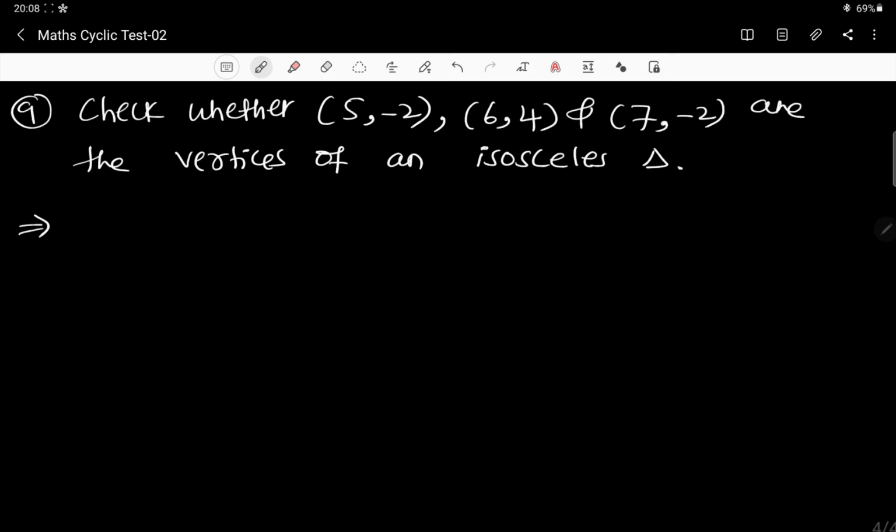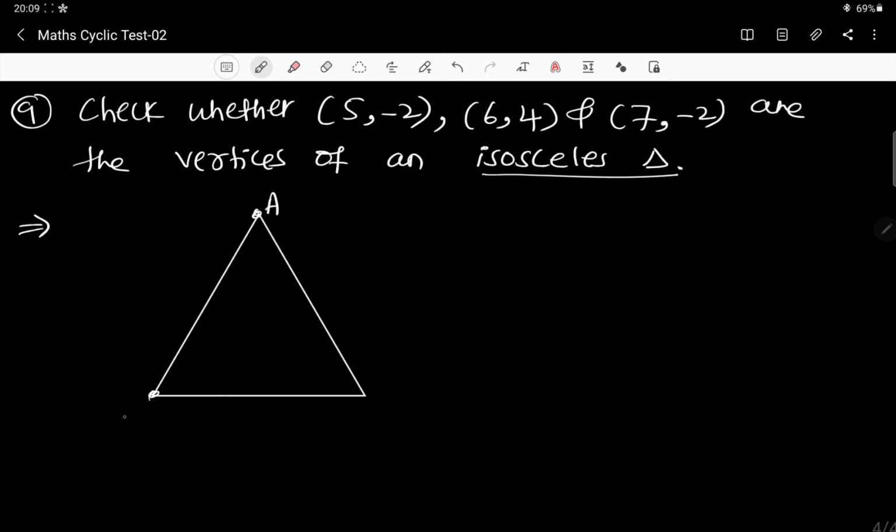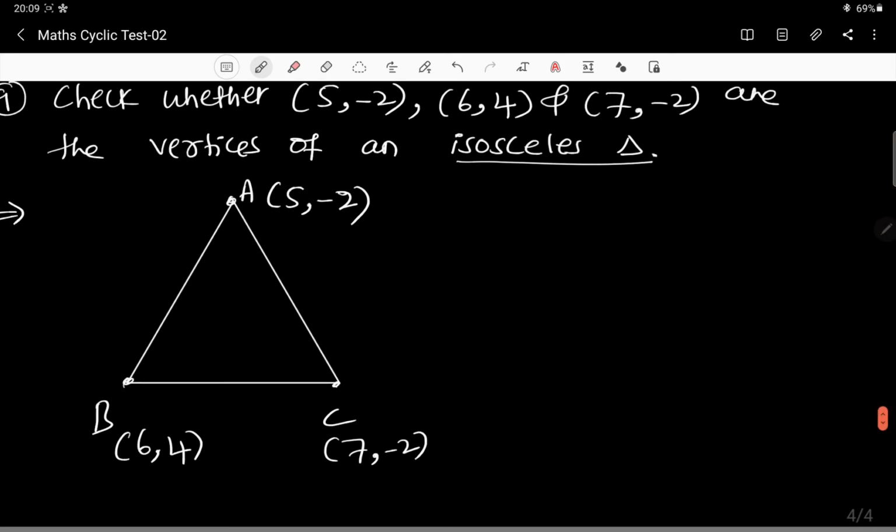Now look at this. Isosceles triangle means you know, right? So what is an isosceles triangle? Two sides should be equal. First of all, let me draw this triangle. Let me take one triangle here. Once I have taken this triangle, let me name this point as A, this as B, and this as C, and let me give the coordinates. One is 5 comma minus 2, next one is 6 comma 4, and next one is 7 comma minus 2. And let us try to find out the distance.